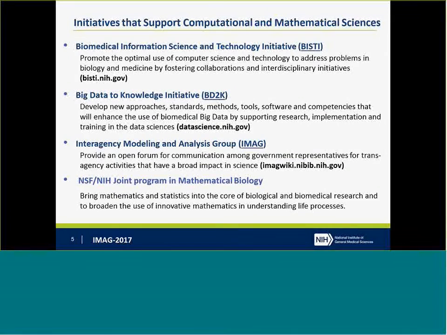Some of the initiatives that are supporting computational mathematical sciences include the BISTI initiatives, the BD2K initiatives, which are pivoting to the Commons, IMAG, which you're part of, and our NSF-NIH joint program in mathematical biology. This program follows an NSF solicitation, so there's only one receipt date per year, so please do look at the website for the next receipt date in 2017.